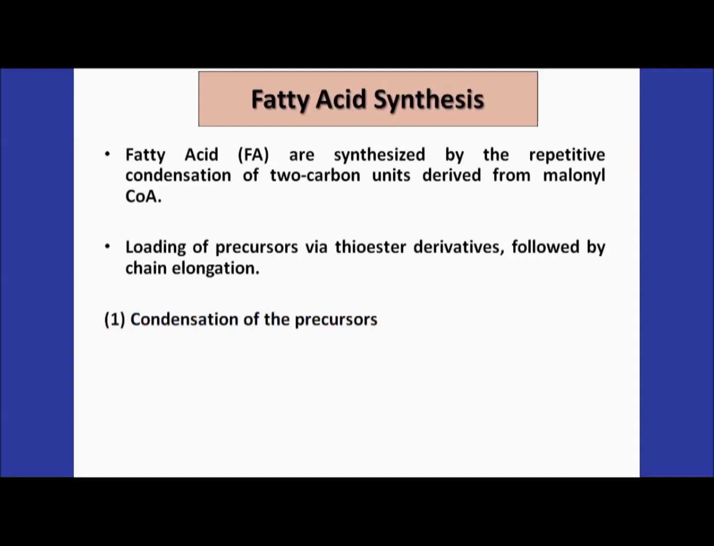So what is the basic process? First of all, the condensation of the precursor. The precursors will first condense, suppose 2 plus 2 condenses to 4, right? Then reduction will take place, then dehydration, and finally again reduction of this product will take place. Now what is this FAS complex? The fatty acid synthase complex. I already told you, it's a dimer with 2 identical monomers, and they have 7 different enzymes, identical sets, right?